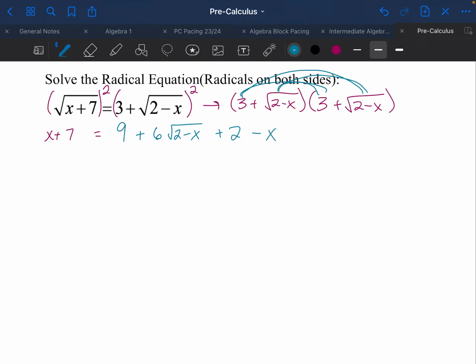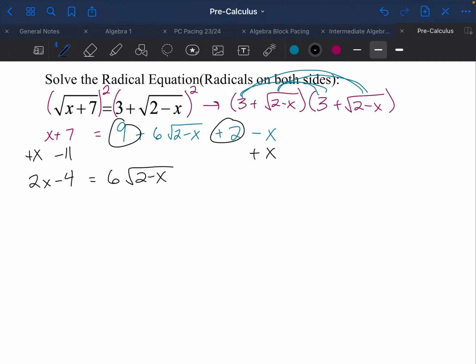Okay, now that we got that FOILed, we still have a square root in our problem. I need to get rid of this one now. The only way to get rid of this square root is to isolate it, then square it. I don't want to square it before it's isolated because then I've got to distribute again, and I'm not doing that. So, isolate it. I'm going to move this 9 and this 2 at the same time, so I'm going to subtract 11. And then let's add x to both sides. And we end up with 2x minus 4 equals 6 square root of 2 minus x.